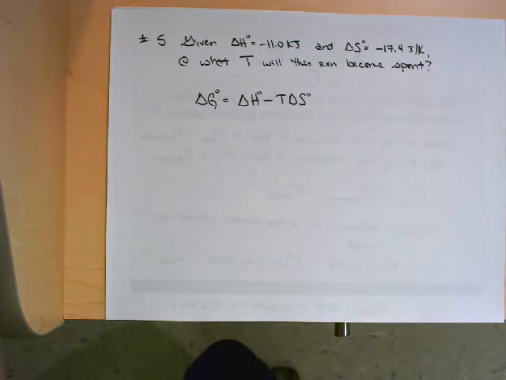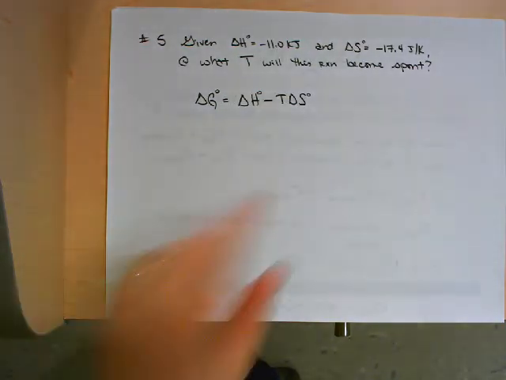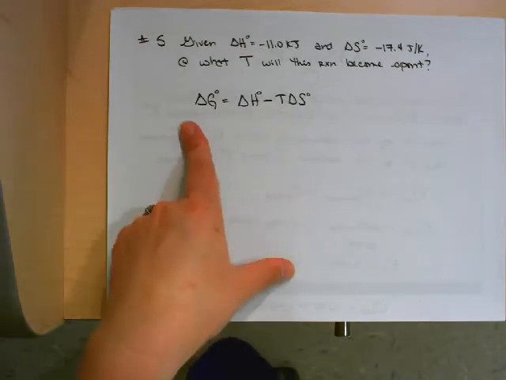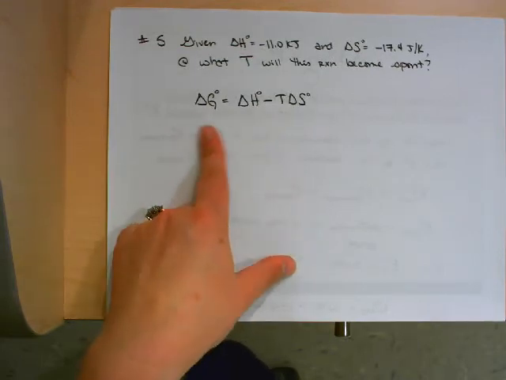Alright, so that's the only one that combines all those ideas together. S, H, T, and delta G tells you about spontaneity. This is the only one that does all of those things.